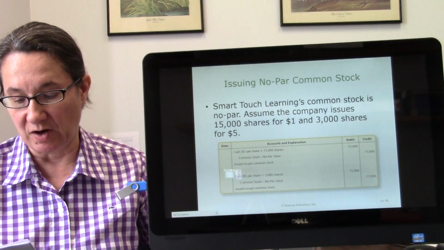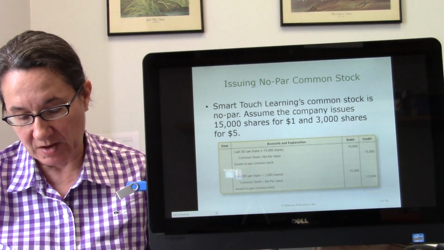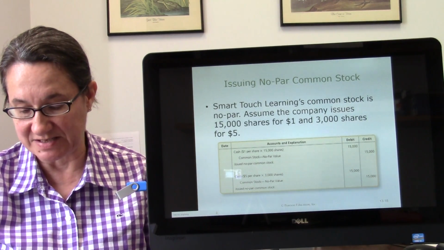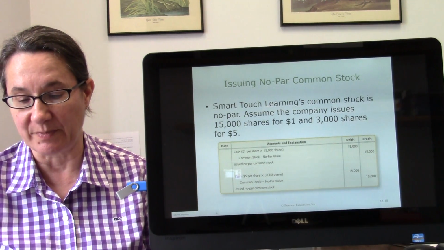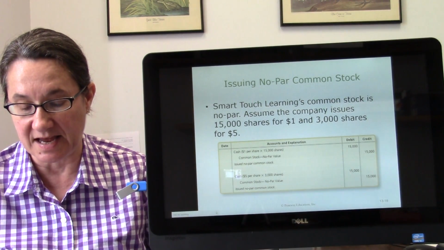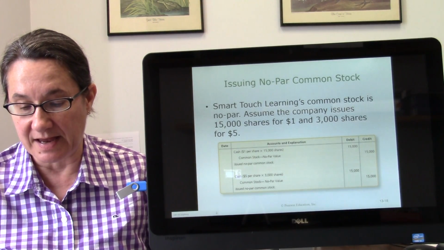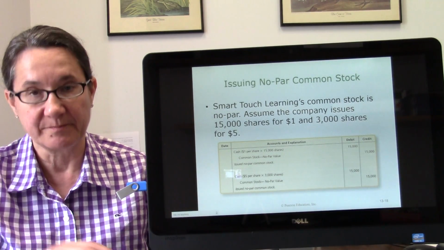Assume that instead of $1 par value, Smart Touch Learning common stock is no par. Regardless of the stock's issue price, cash is debited and common stock is credited for the cash received. So while the total paid in capital of $30,000 remains the same, the common stock account differs from $18,000 par stock to $30,000 no par stock.